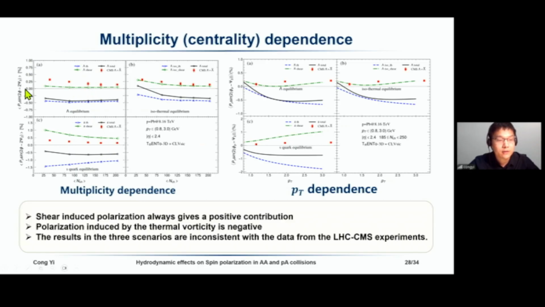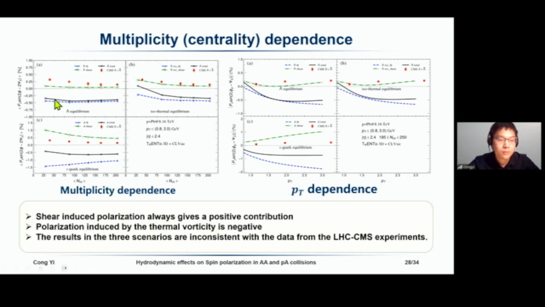The left figure is the P_z as a function of multiplicity. The red markers are the experimental data, and the blue lines and the orange lines represent the spin polarization induced by the thermal vorticity and the shear viscous tensor respectively. We can find the shear-induced polarization always gives a positive contribution, and the polarization induced by the thermal vorticity is always negative under these 3 different scenarios.